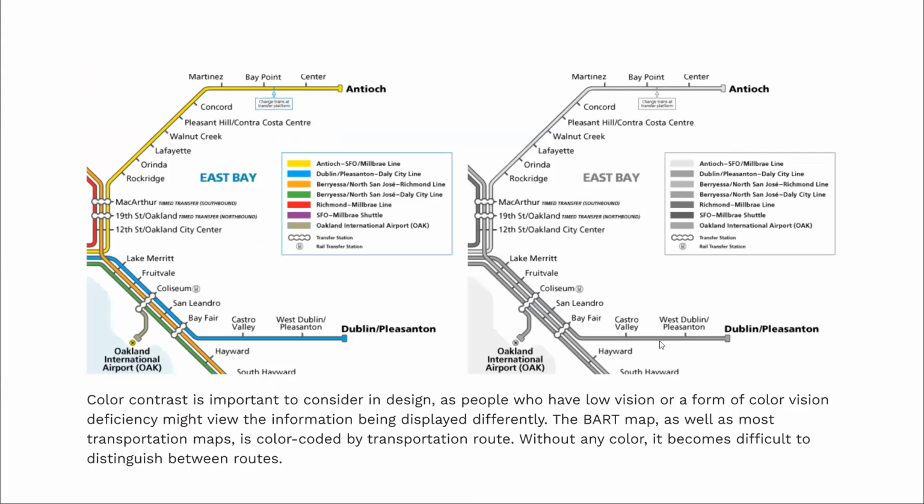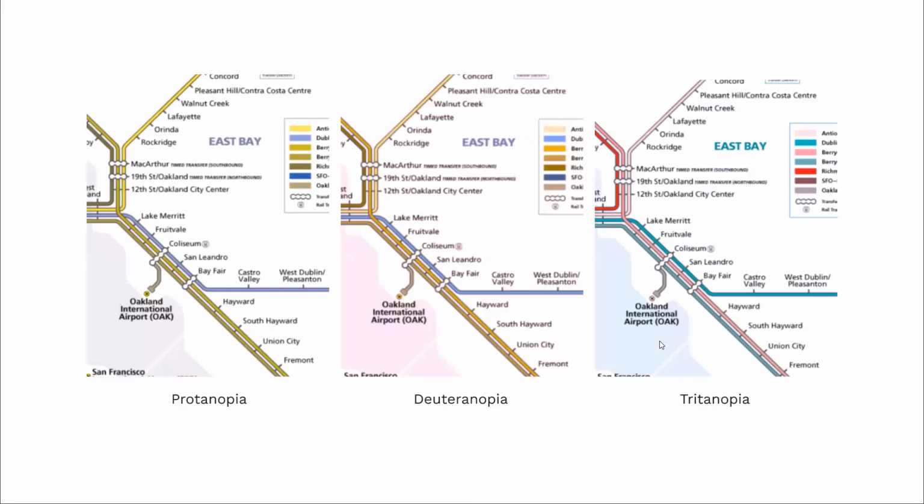So color contrast is important to consider in design, as people who have low vision or a form of color vision deficiency might view the information being displayed differently. So the BART map, as well as most transportation maps, like the subway in New York, is color-coded by transportation route. So without any color, it becomes difficult to distinguish between routes. So on the left-hand side, we see the full color version, and on the right-hand side, we see what someone who might have a form of color deficiency sees. So it's just all shades of gray. It's a lot harder to read. So, three different types of color dependency and what it may look like as reflected on the BART map.